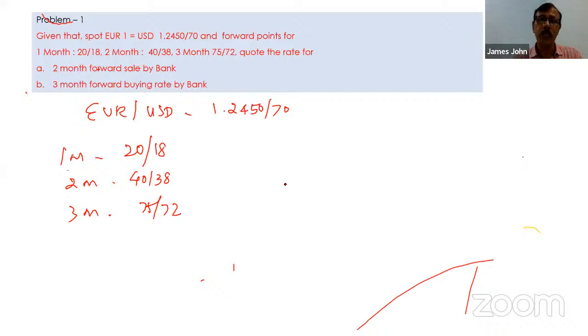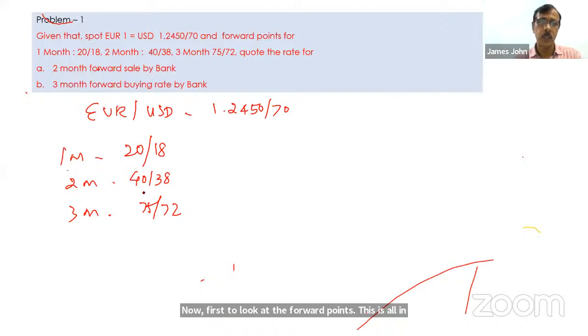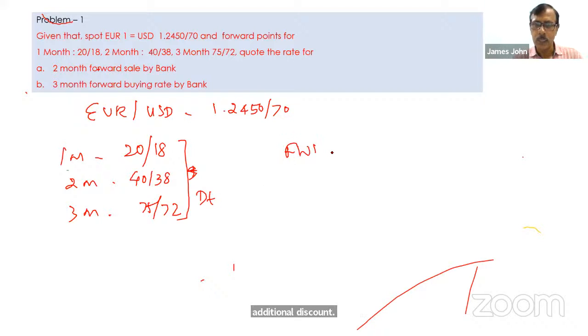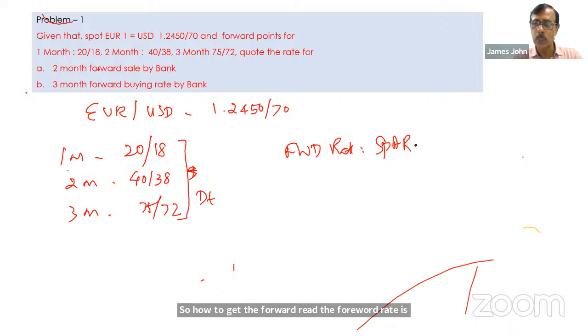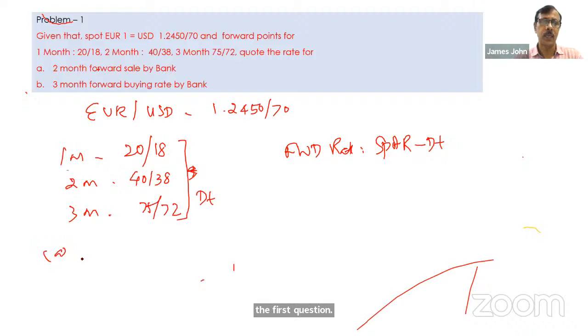How to calculate the forward rate? Now, first you look at the forward points. This is all in points: 20/18, 40/38, 75/72. Whether they are in ascending or descending order, they are in descending order. Descending means they are at a discount. So how to get the forward rate? If the currency is at a discount, the forward rate is the spot rate minus the discount. Am I correct? And here the first question, A, is what is the forward selling rate?